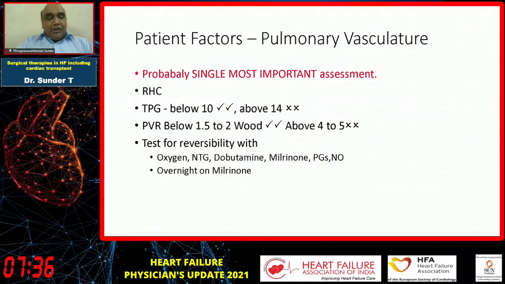So we measure what we call the pulmonary vascular resistance. If it is less than 1.5 to 2, it is good. More than 4 to 4.5 is not good. We test using NTG, dobutamine, milrinone, nitric oxide.